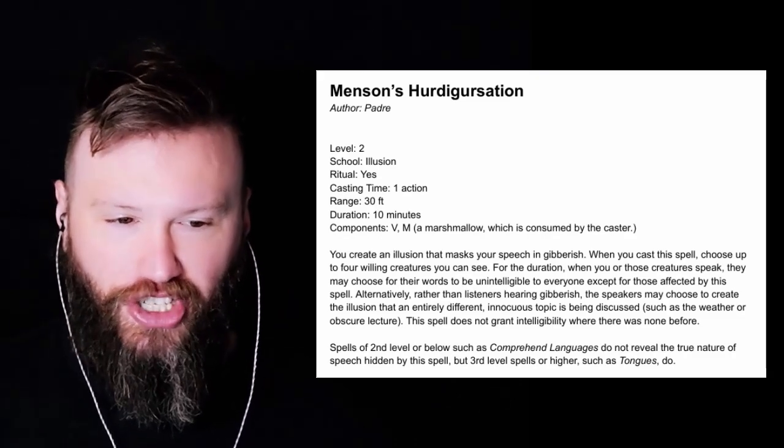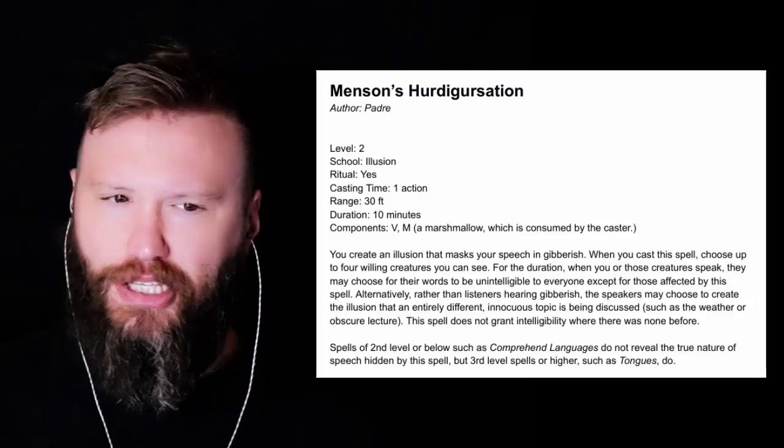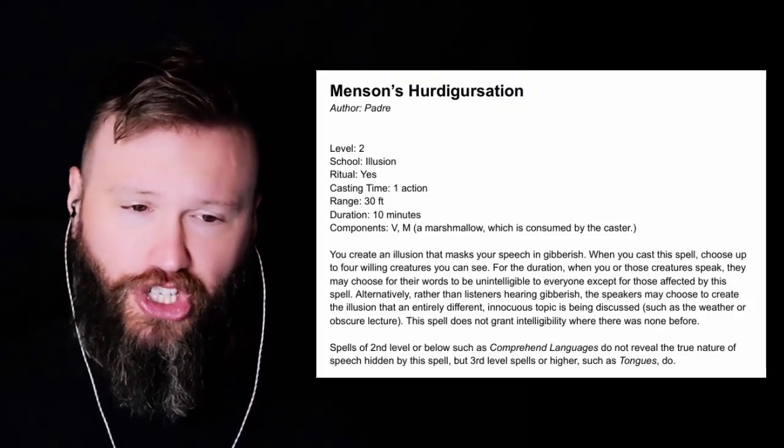And that brings us to a great example. And I want to go over this first example. Minson's Herdigersation. Now, why is this an excellent spell design? Okay, this is, first of all, shout out to Padre.